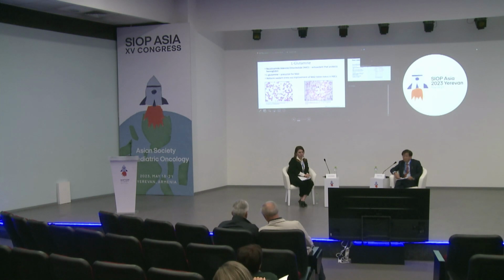Moving on to L-glutamine. So we're aware that NAD is an antioxidant that protects hemoglobin from oxidant damage. L-glutamine is a precursor for NAD. It's an amino acid. It reduces the oxidant stress via improvement of NAD redox status in RBCs.